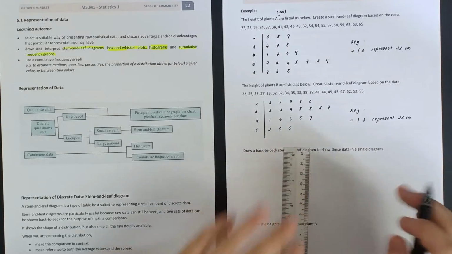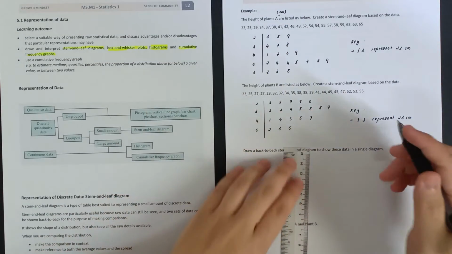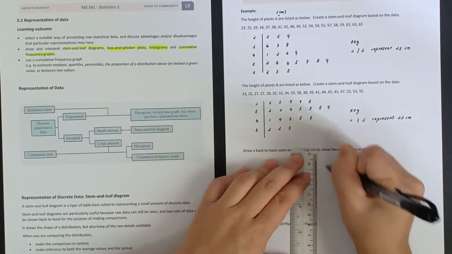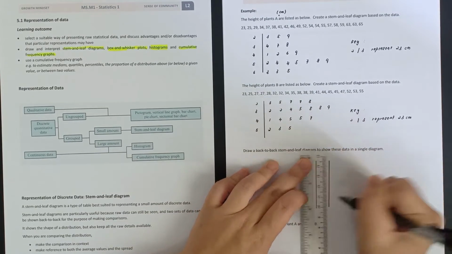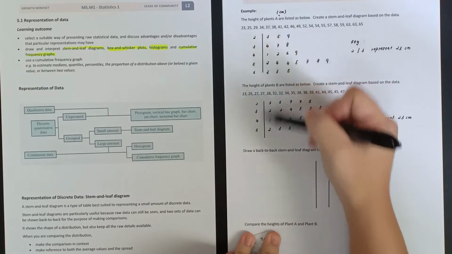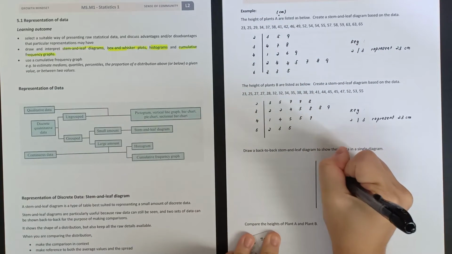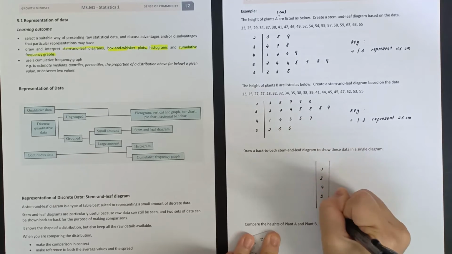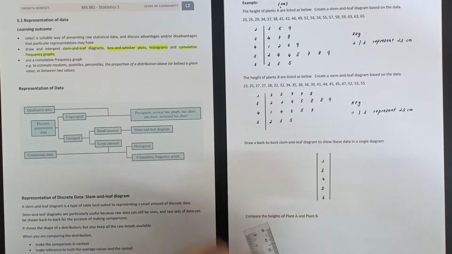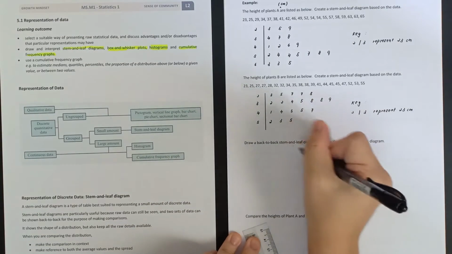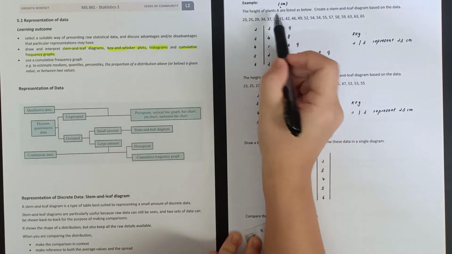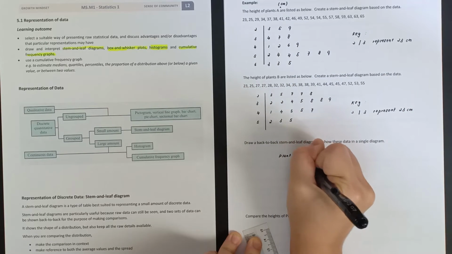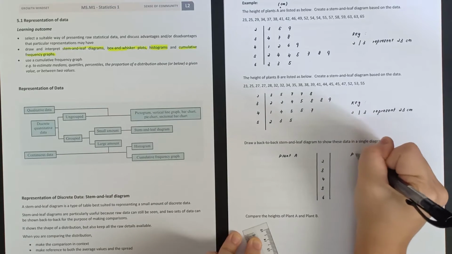It's the same thing, but now we are going to have the two sets of data combined. So we will put our stem in the middle. You take 2, 3, 4, 5, 6. Then for your first one, this is for plant A, so you write down plant A here. Then here it's going to be plant B.